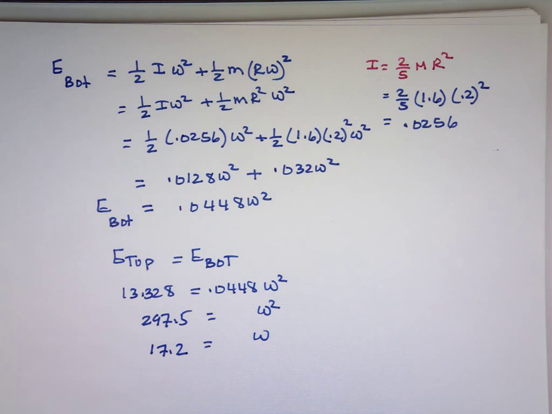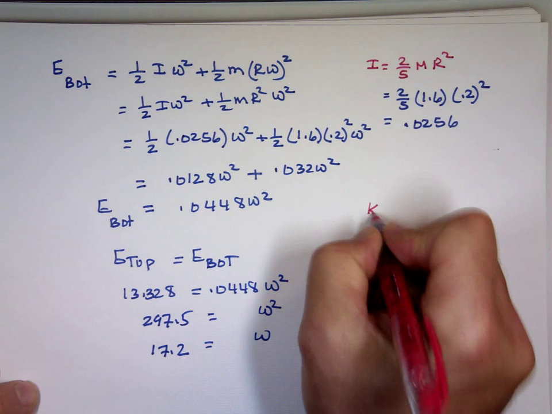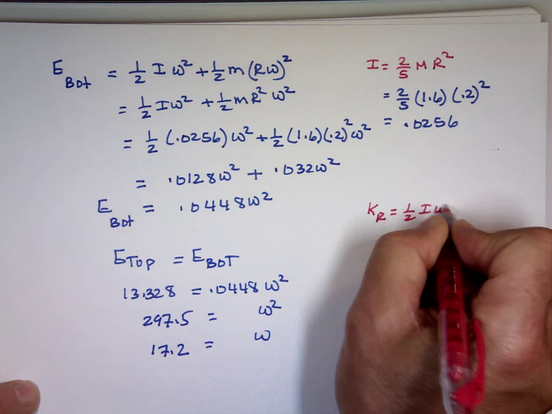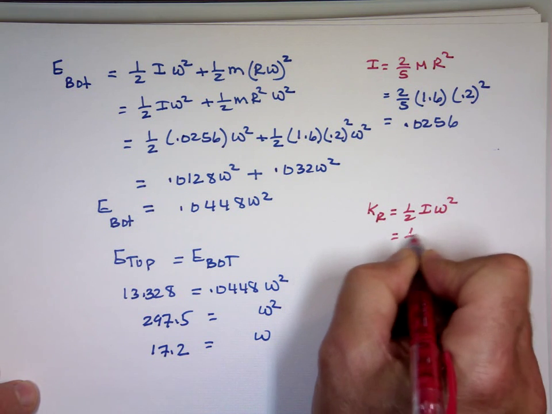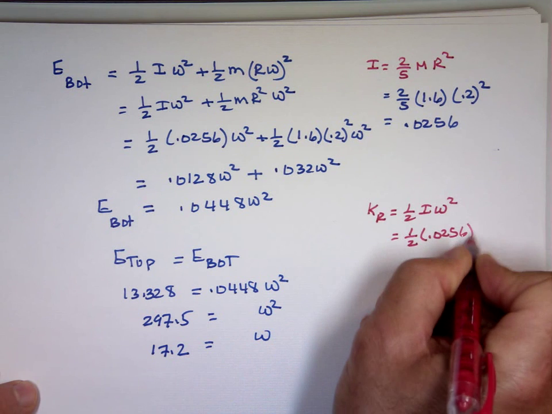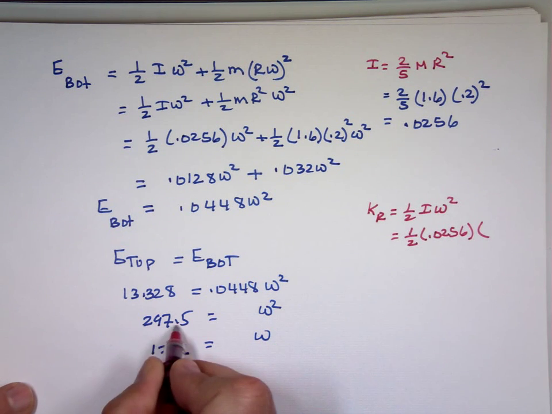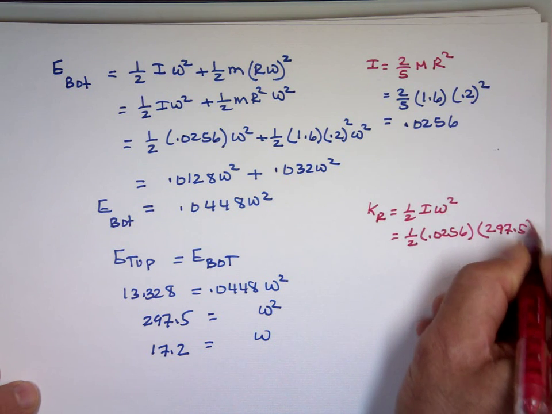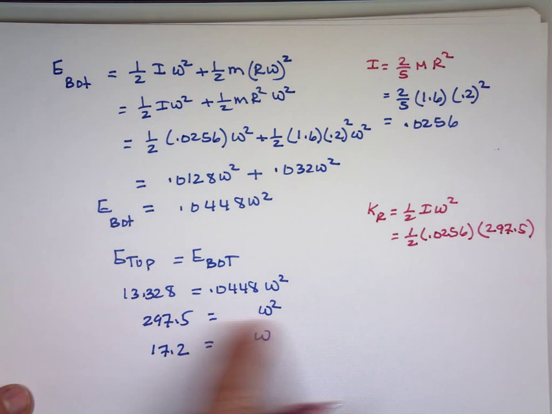Now I can answer all the questions. What do you want to know? How much kinetic energy due to rotation? Once I have that, kinetic energy due to rotation is 1/2 I W squared. I know every one of these. 1/2 I 0.0256. W squared is 297.5, right? Don't square it, that's the squared. W squared equals 297.5. I already have it there.